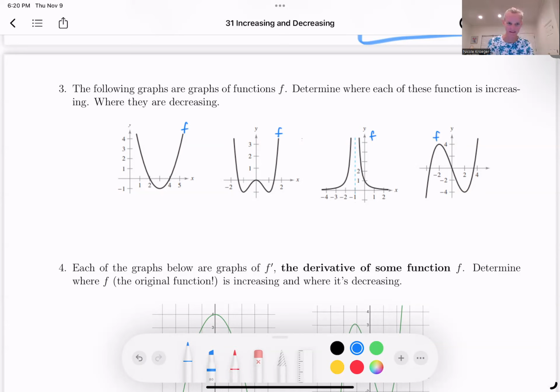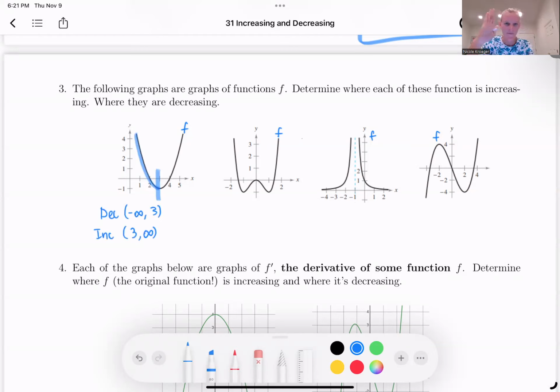are increasing and decreasing. So this is really just looking at the graphs and looking, where is our little guy walking downhill? Where is he walking uphill if he follows the graph? So this function is going to be decreasing up to here. So this will be decreasing from negative infinity to 3 and increasing from 3 to infinity.